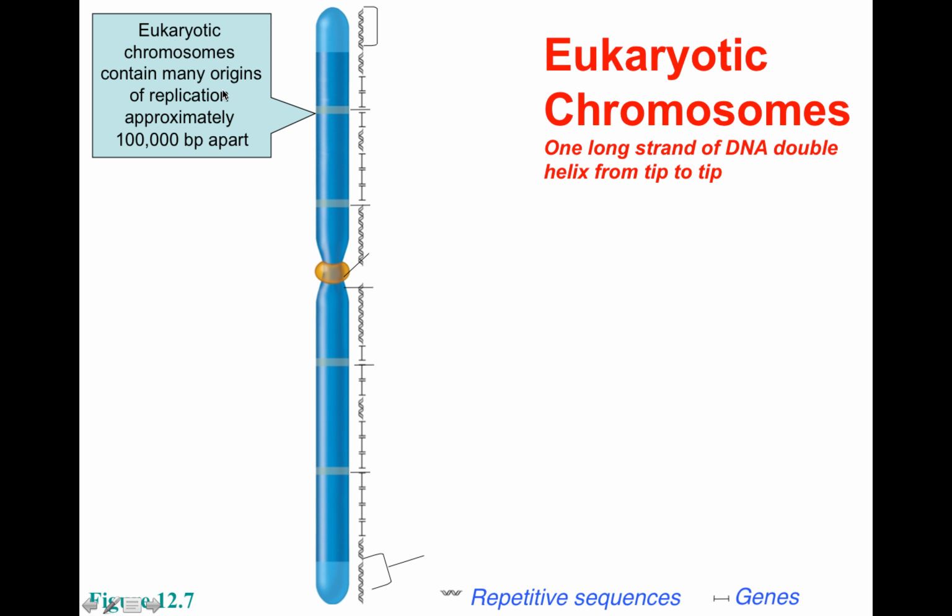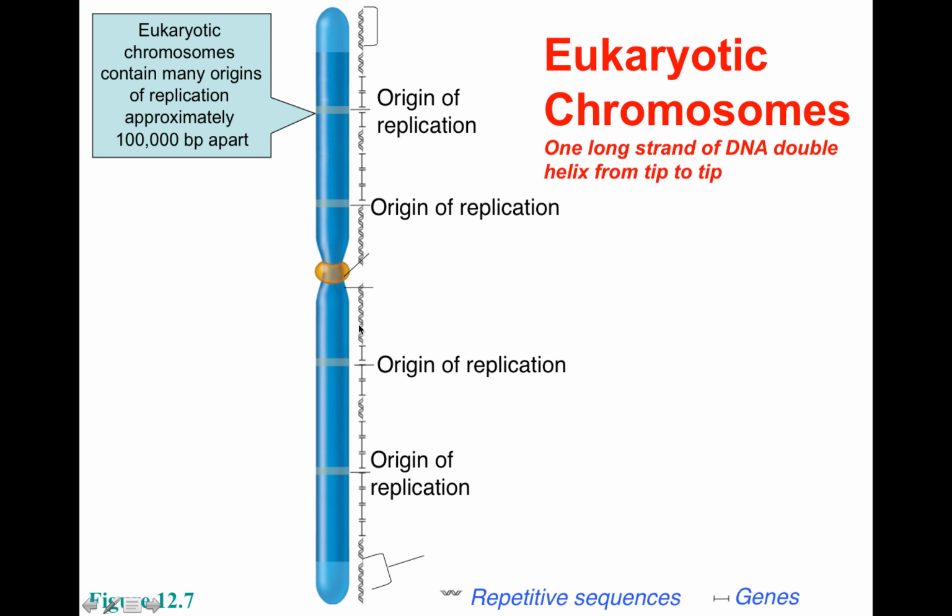Each eukaryotic chromosome contains many origins of replication, unlike the prokaryotic chromosome that we saw before. These origins of replication are spaced at approximately 100,000 base pairs along the length of a chromosome. So each chromosome has multiple origins of replication.